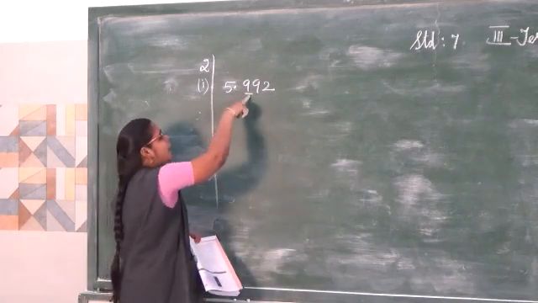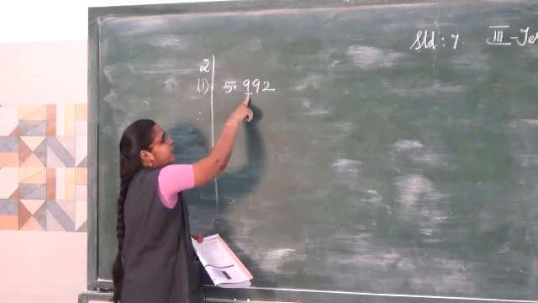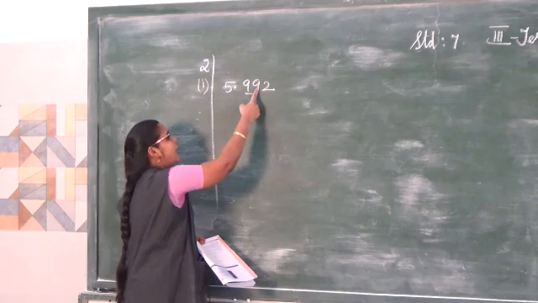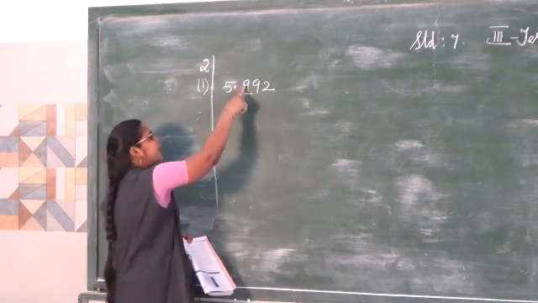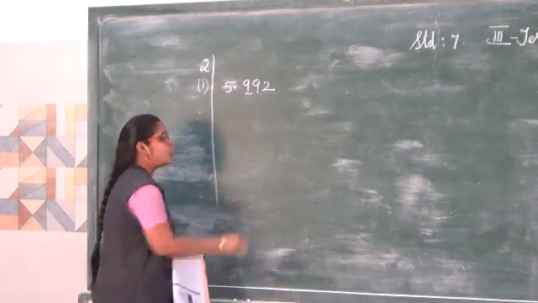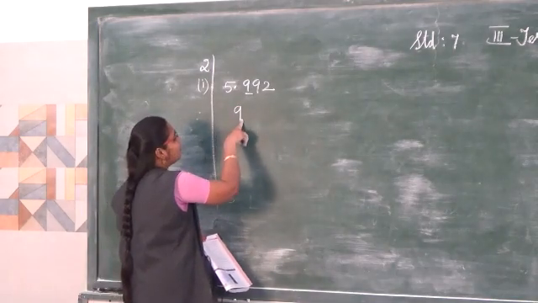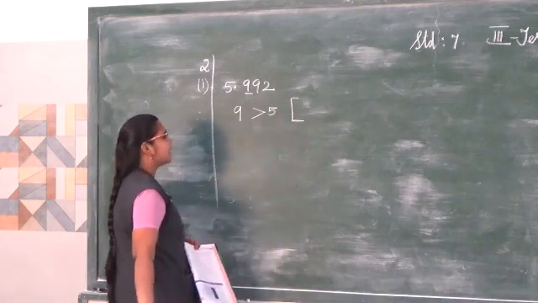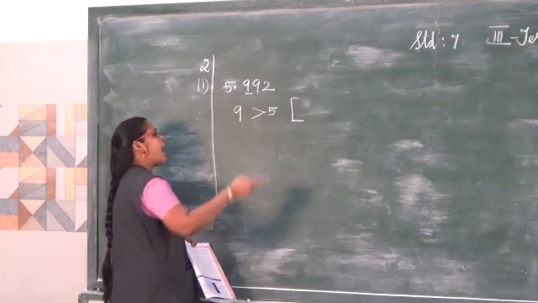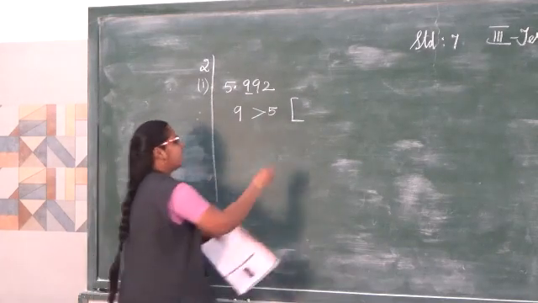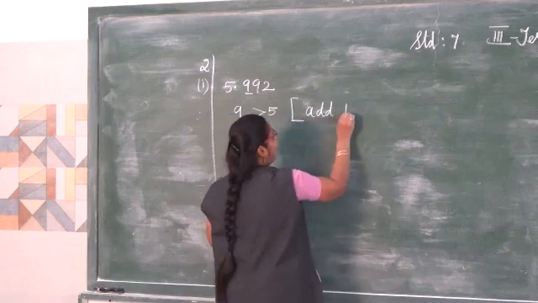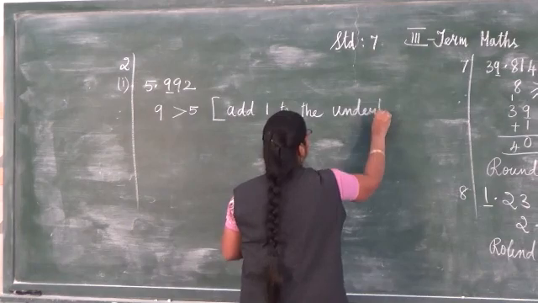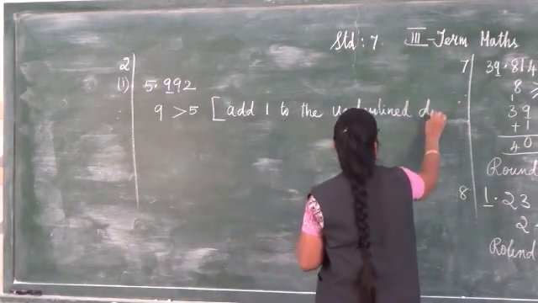After underlining this 9, what are the steps we have to follow? We have to see the right side of the underlined digit. The right side of the underlined digit is 9. It is greater than 5. So if 9 is greater than 5, what do we have to do? We have to add 1 to the underlined digit.